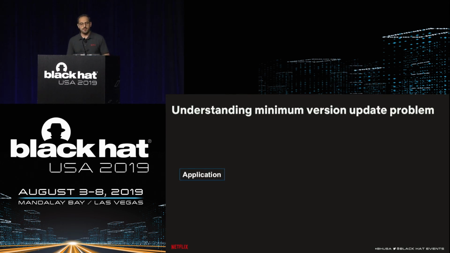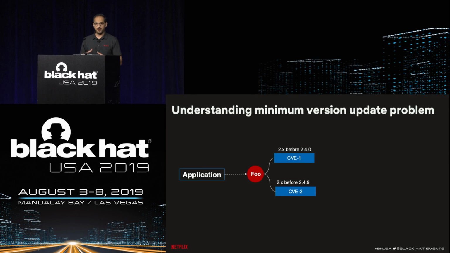So imagine you have an application, and that application is using a particular library called foo. So foo is impacted by two CVEs. One is affecting 2.x before 2.4.0, and the other one affecting 2.x before 2.4.9. Now the conclusion here is for the first one to update to 2.4.0, and for the second one the conclusion is to update to 2.4.9. But the actual conclusion for this specific update is we want to ask them to upgrade to 2.4.9 so it can actually fix CVE1 and CVE2.